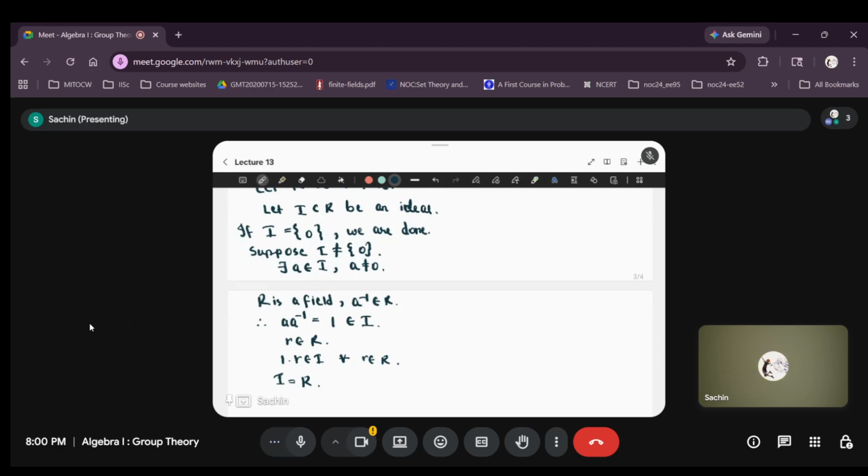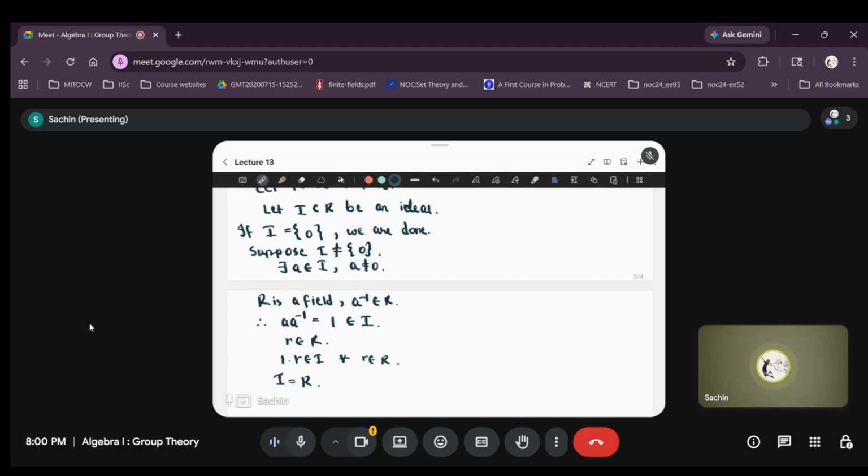So that is one useful fact to remember. If 1 is in the ideal, then the ideal is simply the ring. Because the product of each ring element with 1 is the ring element itself. Product of each ring element with any element in the ideal must be in the ideal. So if 1 is in the ideal, the entire ring is in the ideal. So the ideal is simply the whole ring.